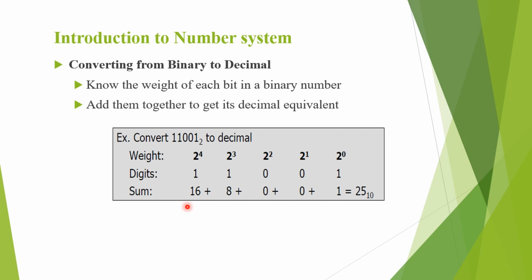This can also be written in this way: 2 to the power 4 into 1, 2 to the power 3 into 1, 2 to the power 2 into 0, 2 to the power 1 into 0, 2 to the power 0 into 1. All these terms are added to get the decimal equivalent.